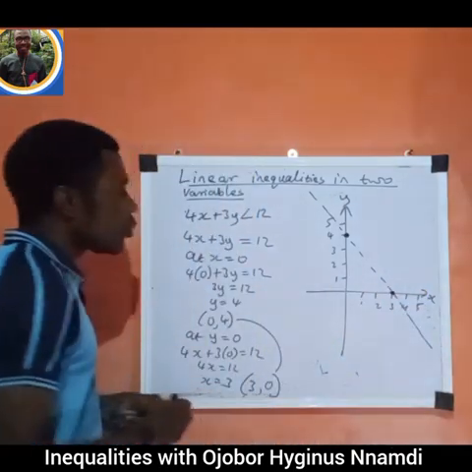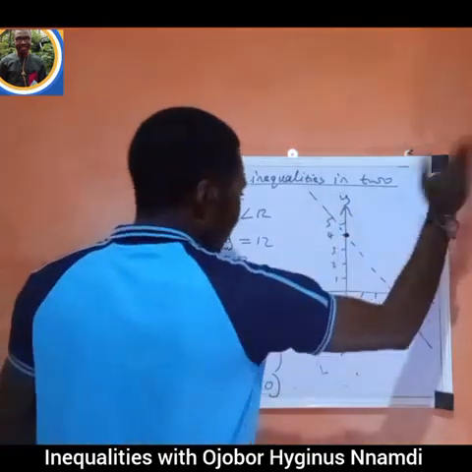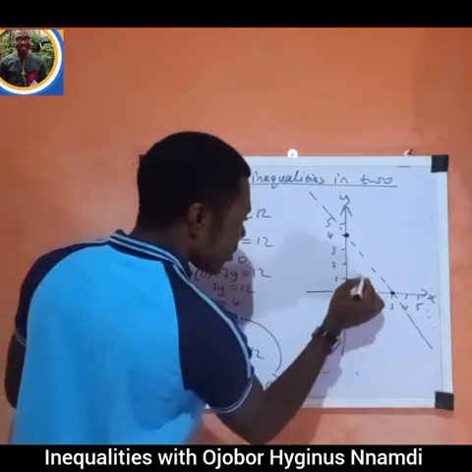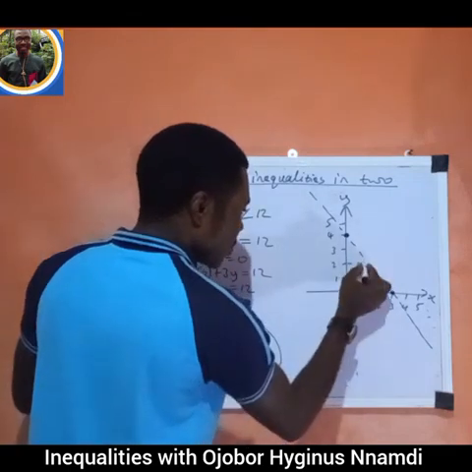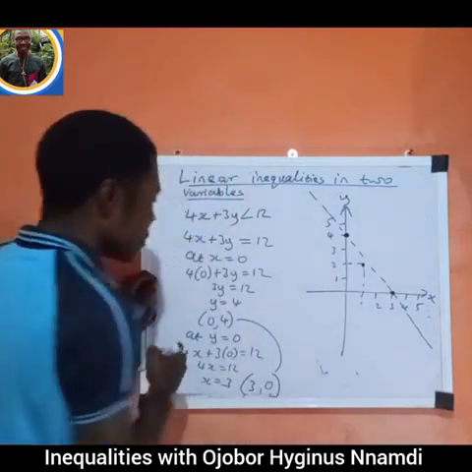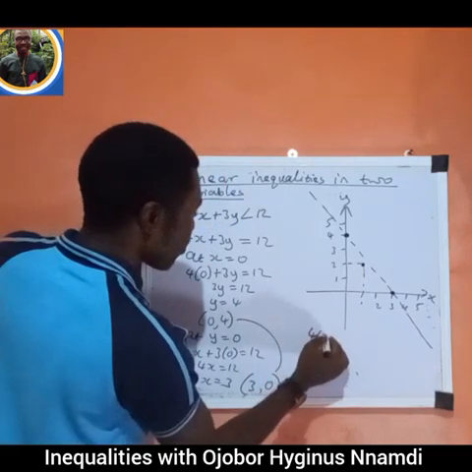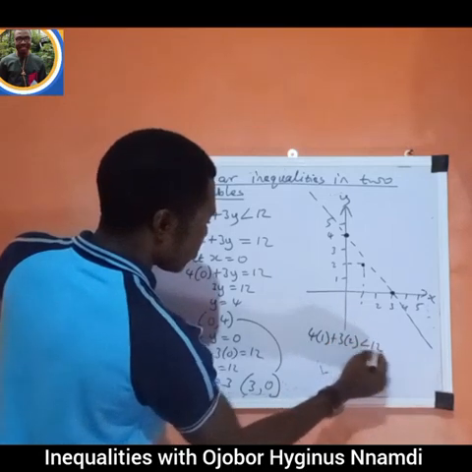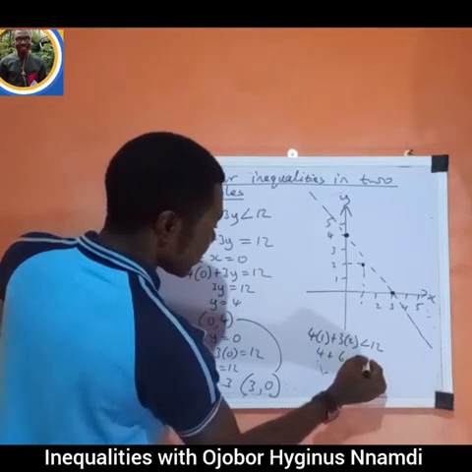Okay, then we'll choose any point in this region, any point in this other region to know which region will be true. Let us check this point here, which is still within this region. So if I locate this point, when x is 1, y is 2. So let's substitute that and see. When x is 1, that is 4 times 1 plus 3 times 2, is it less than 12? 4 times 1 is 4. 3 times 2 is 6. Is it less than 12?